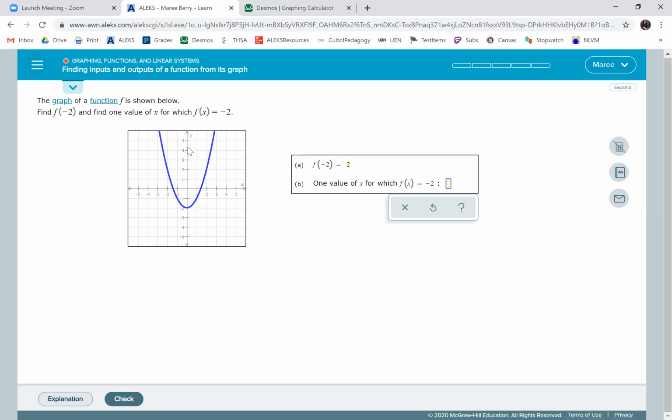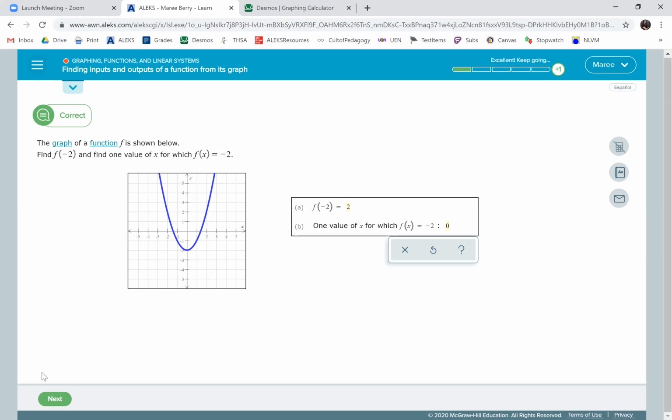Now, one value of x for which f of x is -2. So they're saying f of x is our y. So we're going to come down to find -2, and we need a value. What is x when f of x is -2? And it's 0. So that would be 0. So it's kind of an eyeball exercise. You kind of have to know what they're asking for.